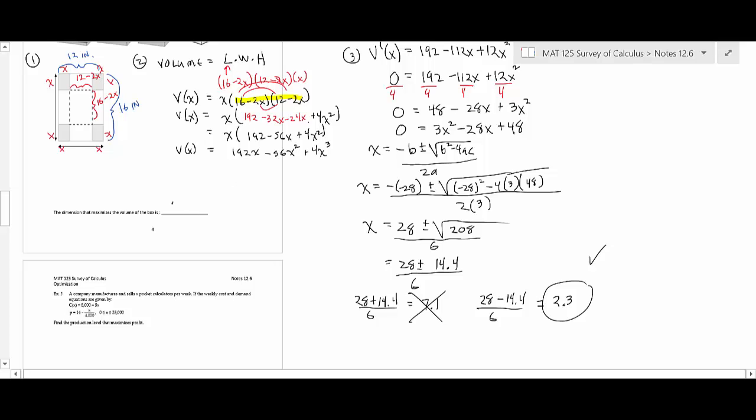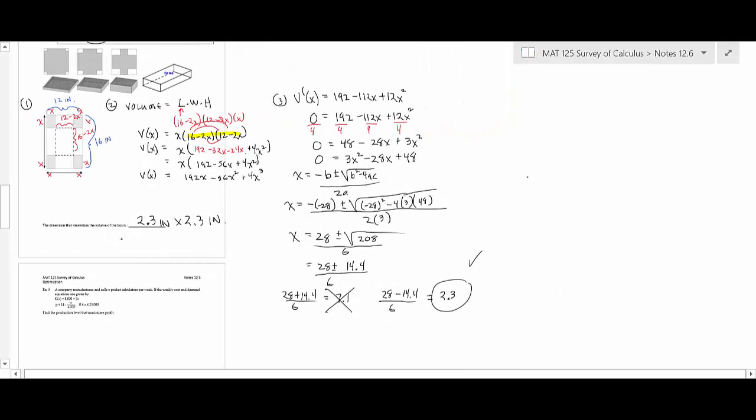So the dimensions, and this was in inches, you would just say 2.3 inches by 2.3 inches. And then I'm going to show you a couple other things to do to finish this up that kind of helps you a little bit. So that would be the way that you get the dimensions that maximize this.